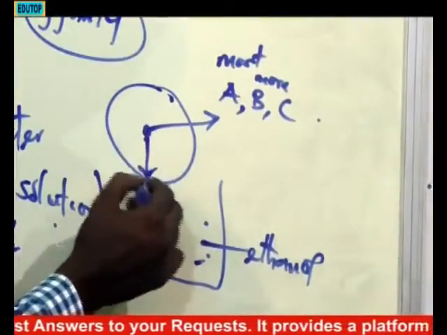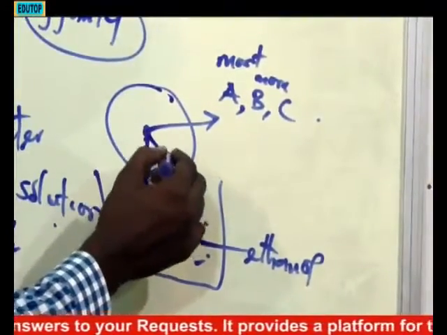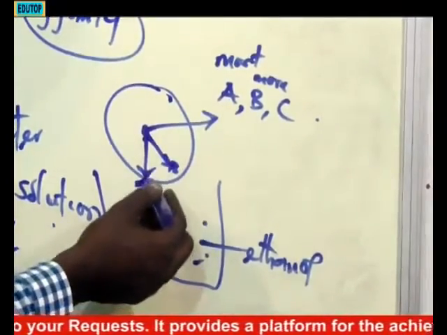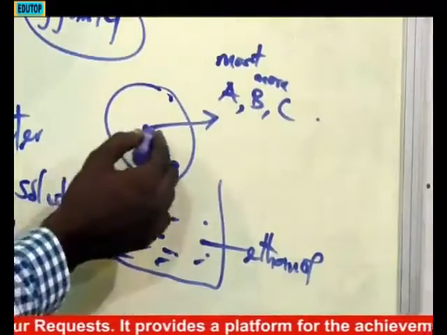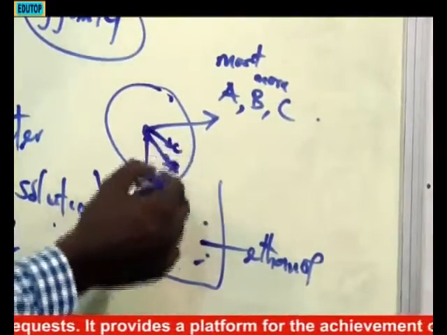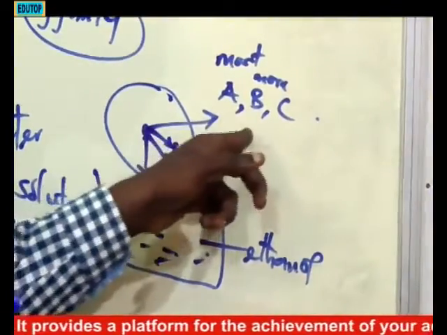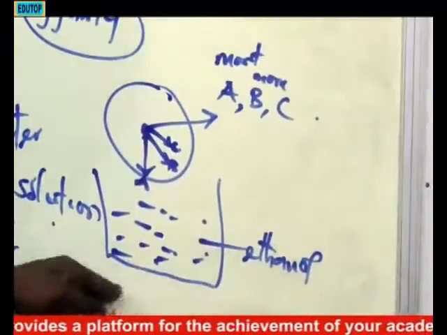Let's say your A migrates towards this side, then your B migrates towards this side. B, you can see now, it also migrates a lot, but this one is more than this. Then let's say your C migrates towards this side. You can see the way you have succeeded in separating A, B, C by virtue of what?